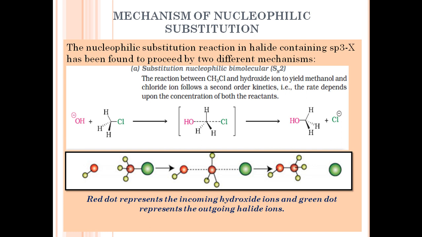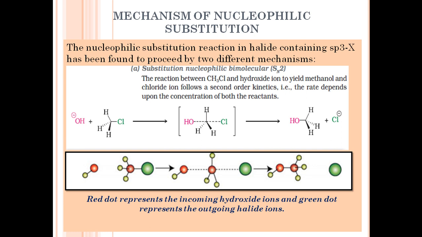The reaction between methyl chloride and hydroxyl ion to yield methanol and chloride ion follows second order kinetics. That is, the rate depends upon the concentration of both reactants, the concentration of the hydroxyl ion as well as the concentration of methyl chloride. So that's why it follows second order kinetics.